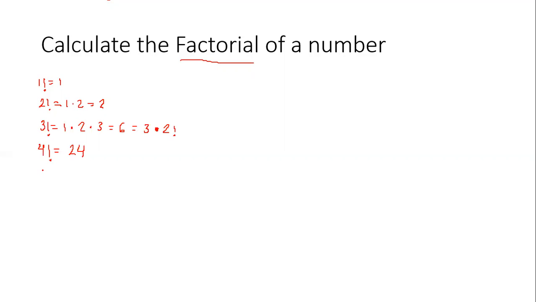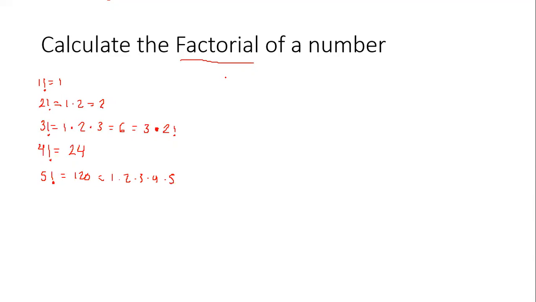And the factorial of 5 is 120, and so on, which is 1 times 2 times 3 times 4 times 5. Okay, 20 times 6, 120. Right, I'm right. Okay, so this is pretty much what we're going to need to do.